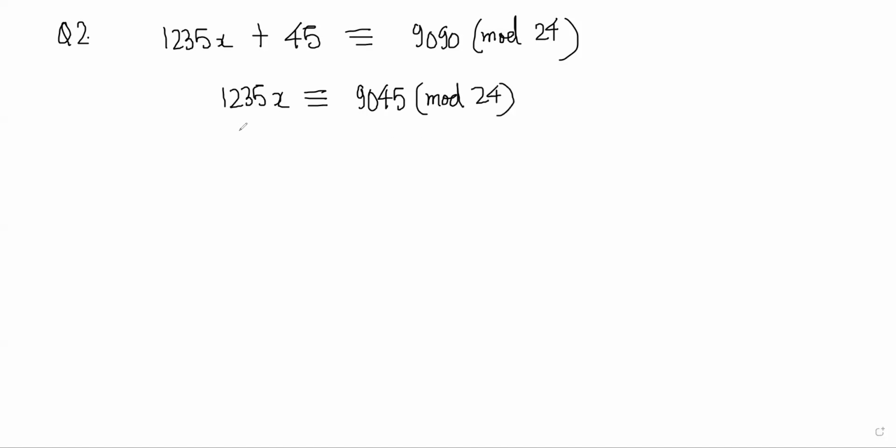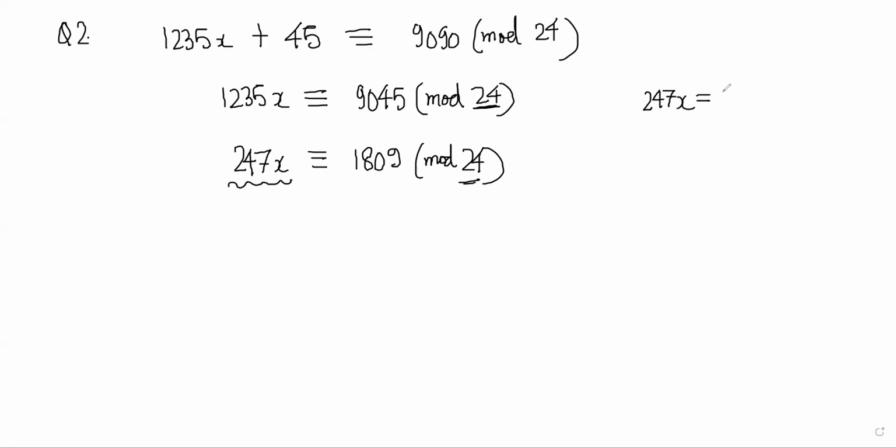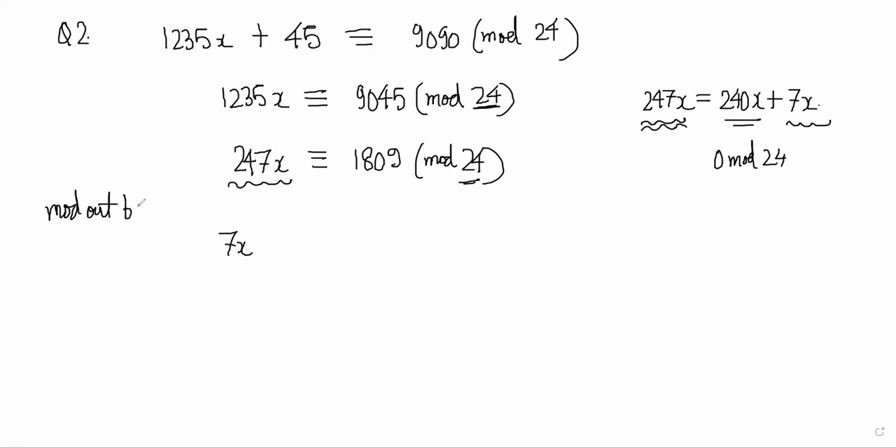At this stage, you can divide by 5 because 5 and 24 have GCD of 1. So it becomes 247x is equal to 1809 mod 24 itself, because 24 by GCD of 5 and 24, which is 1, so this is mod 24, right? Now we have mod 24 here and we have 247x. So we can again mod out using mod 24, because 247x is 240x plus 7x, right? If you do mod 24 here, this part is divisible by 24, so it will become 0 mod 24, and this part will remain, which is 7x mod 24. So I'm just doing this operation mod out by 24.